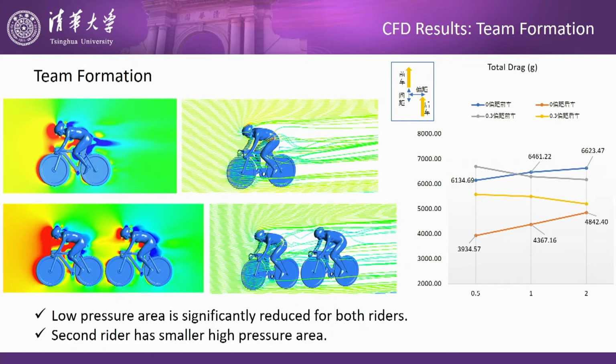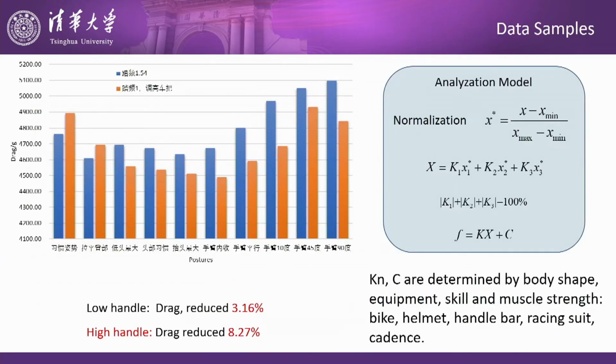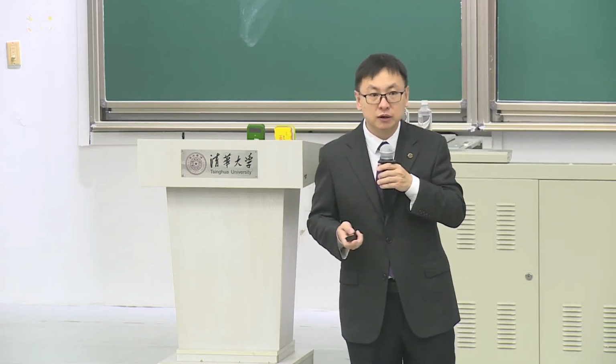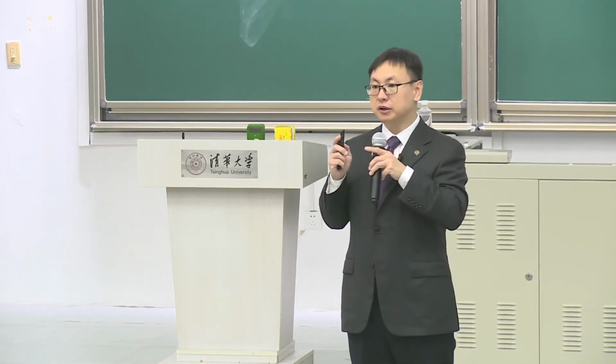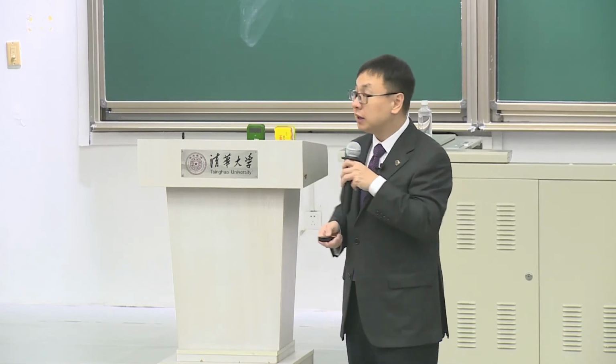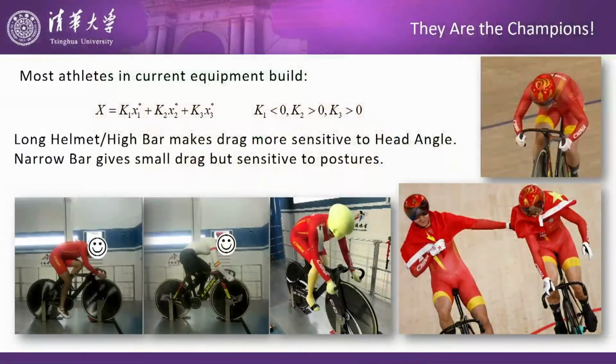Based on this, most athletes in our test have a negative K1, positive K2, and K3, which means in the current equipment build, everyone should head up, get flatter, and narrow their arms. And a long helmet and higher bars make the drag more sensitive to head angle, so we need the fit training.